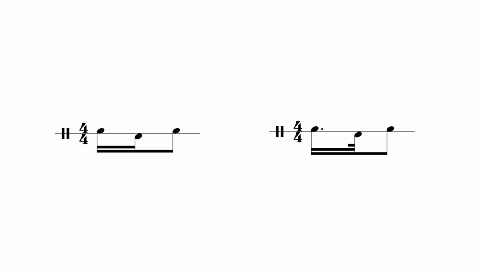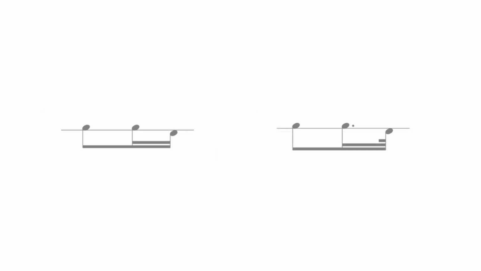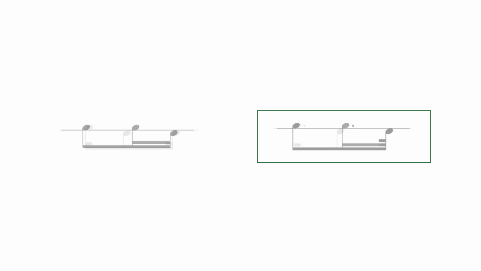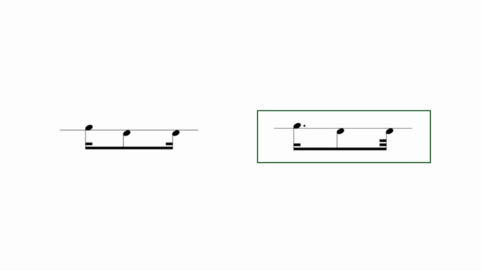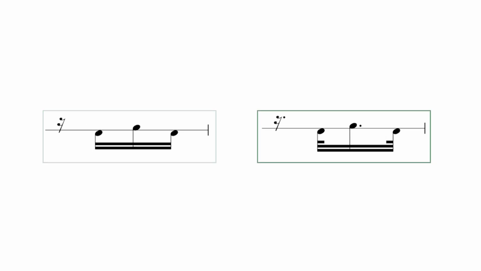If we dot these, they sound like this. One-e-and-a turns into a dotted version. One-and-a turns into a dotted version. The dotted patterns follow the same counting, each with its own dotted feel.